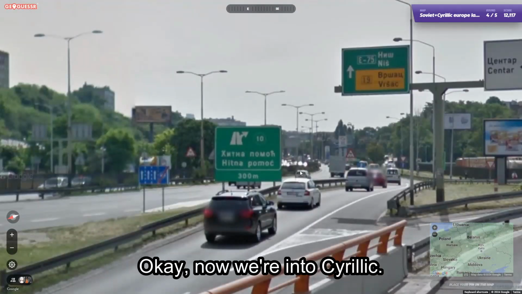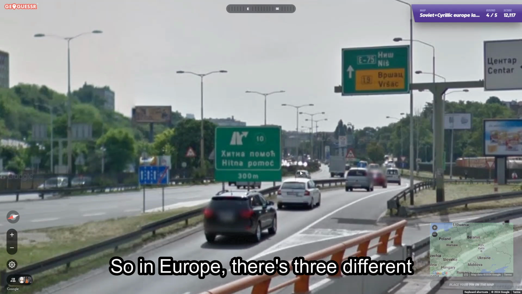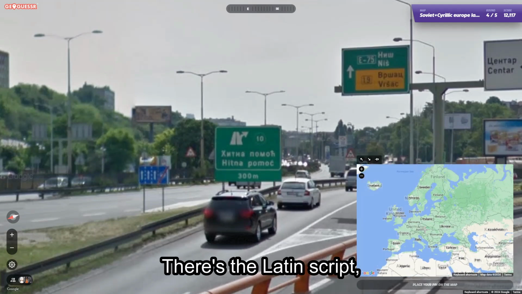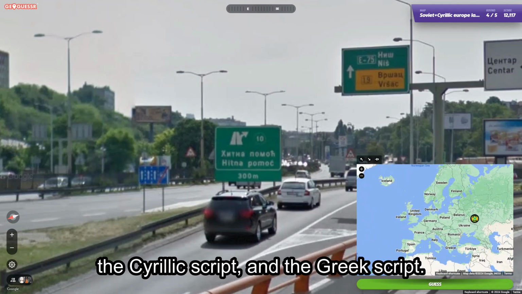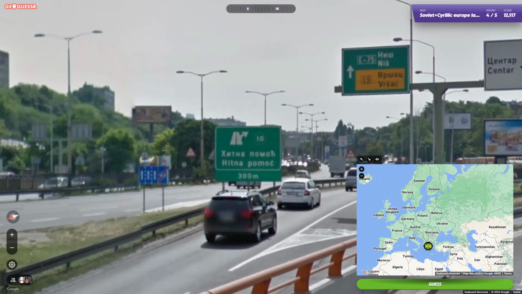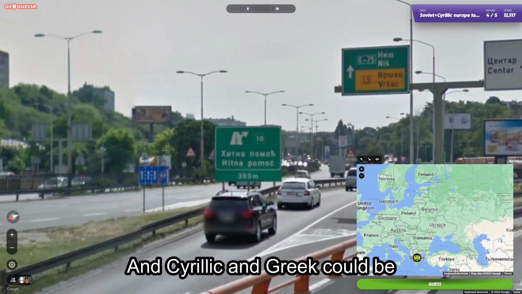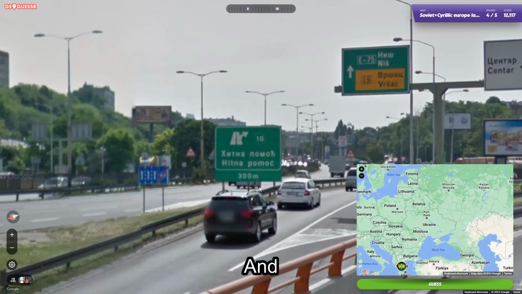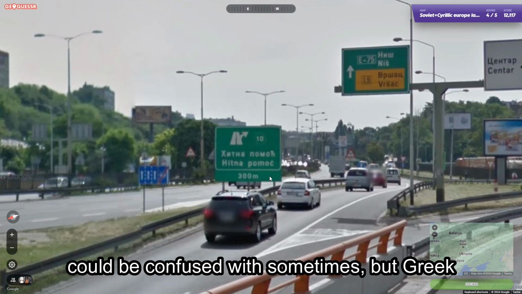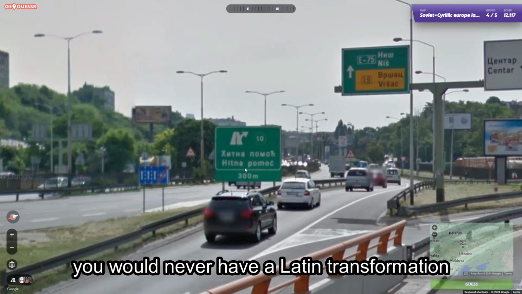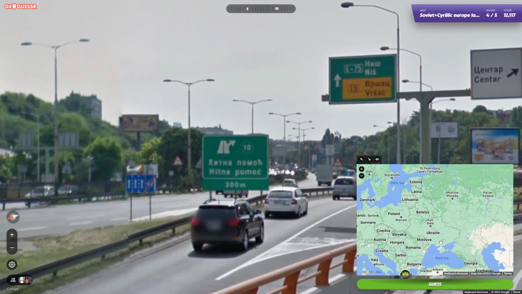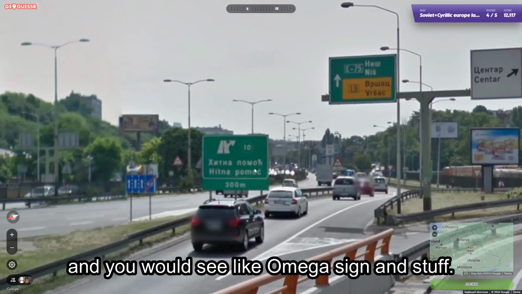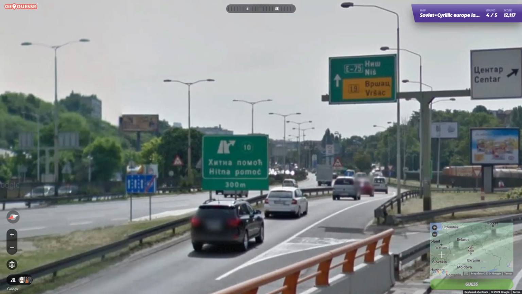Okay, now we're into Cyrillic. So in Europe, there's 3 different scripts. There's the Latin script, the Cyrillic script, and the Greek script. Cyrillic and Greek could sometimes be confused, but with Greek you would never have a Latin transliteration, pretty much. And you would see things like the omega sign.